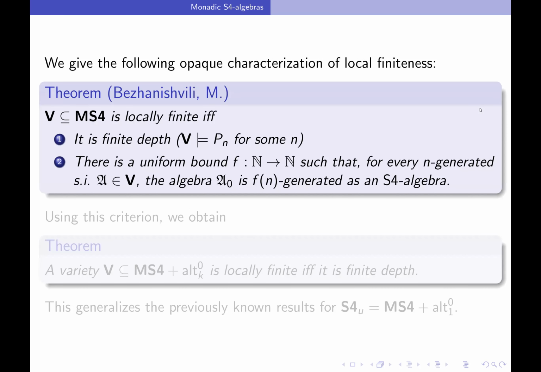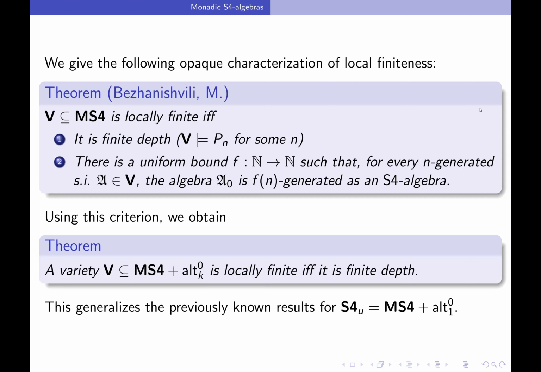So we have this characterization that is admittedly not very useful. If you give me a subvariety of MS4, it is locally finite if, of course, it's finite depth. That's necessary. And then what you need is a uniform bound so that if I give you an n-generated subdirectly irreducible algebra, then this S4 subalgebra, or the algebra that I was calling A naught, will be f of n generated as an S4 algebra. And this condition sounds a little bit opaque because it is. It's hard to check. It's very hard to check, but we did manage to use it to get this result.